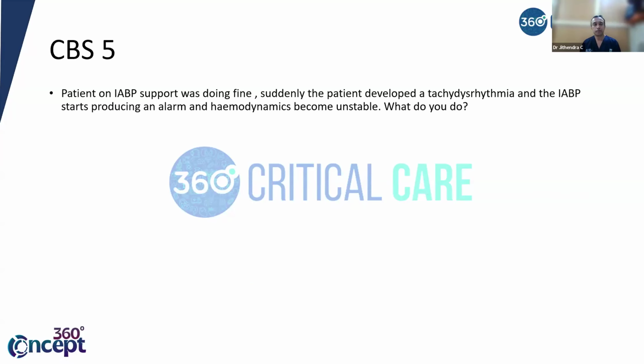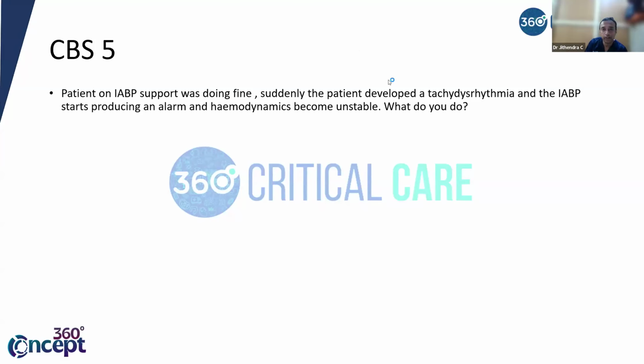Okay. Next comes the fifth question. A patient on IABP support was doing fine. Suddenly the patient developed tachydysrhythmia, some abnormal tachyrhythmia. The IABP starts producing an alarm and hemodynamics become unstable. So what do you do now? I've already discussed this in the theory part. So already have some three answers. Put on auto mode, change the trigger. Yes. What trigger do you want to change? Auto mode, yes. Anybody else? Any other specific trigger you want to put? Pressure trigger, auto mode, yes.